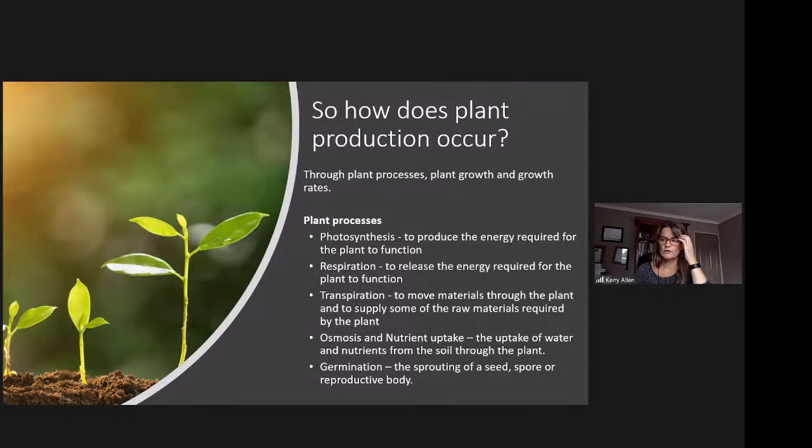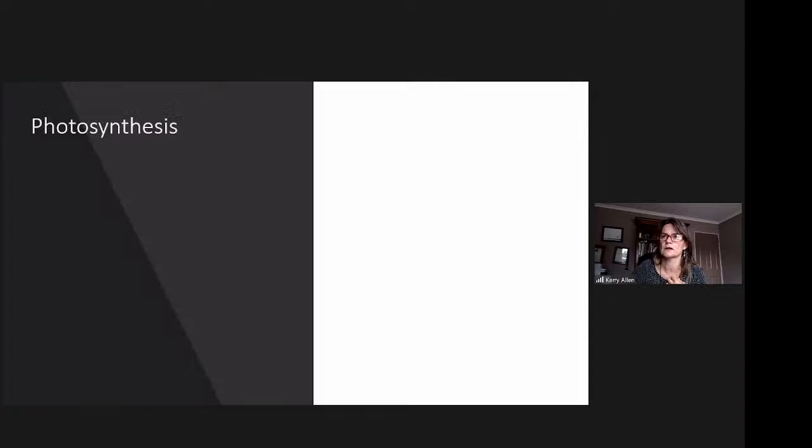Okay, so we're going to move now into just looking at what we mean by plant production. We're just very briefly going over the plant processes. This is your merit, moving into your merit. The plant processes that are most common in this area are photosynthesis, respiration, transpiration, osmosis and nutrient uptake, and germination. Okay, you can use others, but those are the ones that are most commonly used.